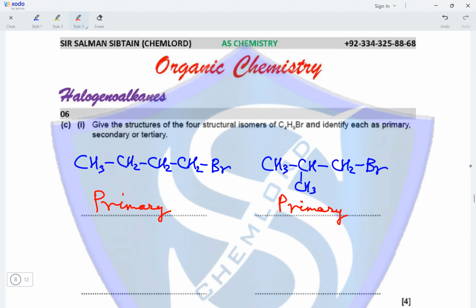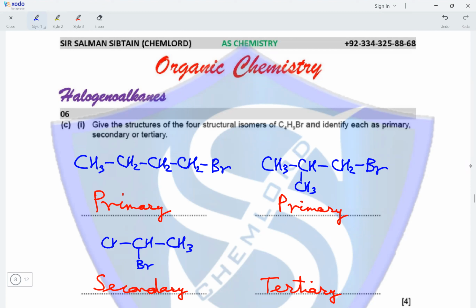And now we will make a secondary and a tertiary halide. In a secondary halide, we would need a carbon atom with one hydrogen atom attached to it and a bromine atom, and on the remaining two positions we should have R groups present. So there are three carbon atoms remaining. So on one side we add a CH3 group, and on the other side we add a CH2 and a CH3 group.